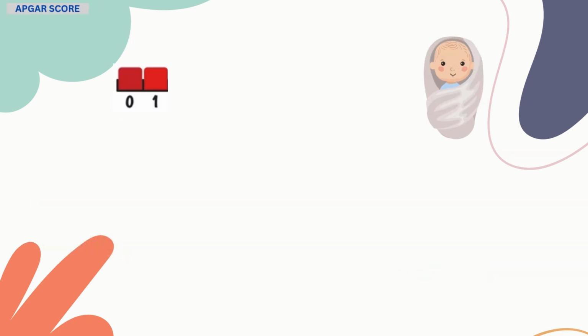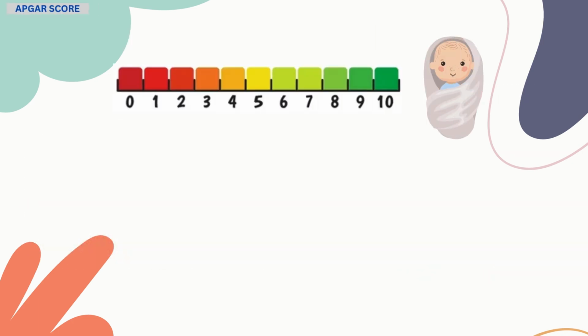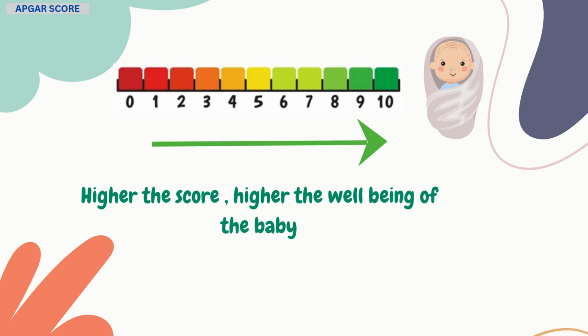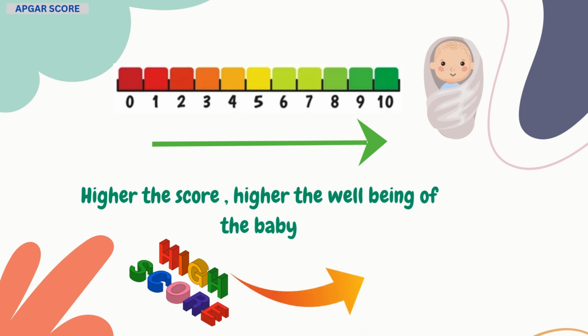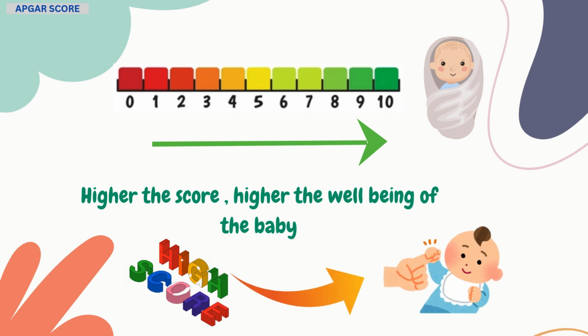Infants are rated on a scale with a score ranging between 0 to 10. We need to understand this. The higher the score, the higher the well-being of the baby. This means the score should be higher in number, suggesting that the baby is well adjusting in the external environment.